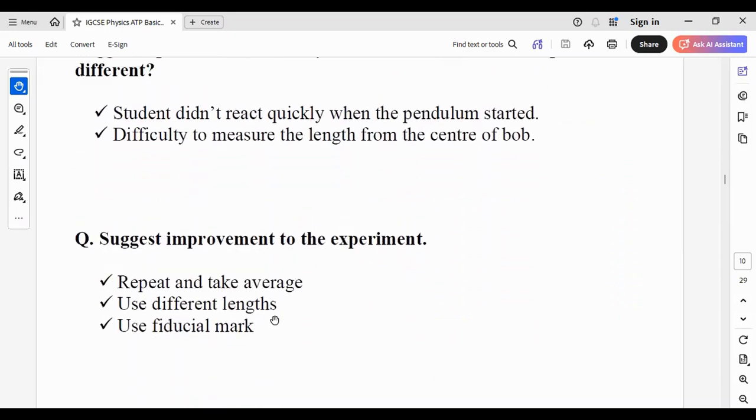Now, improvements to the experiment. Depending upon the question, there may be certain points. The first one is to repeat and take the average, if it's not given already, and usually it's not given. Use different lengths, and use a fiducial mark. Usually the first and the last one are very important.